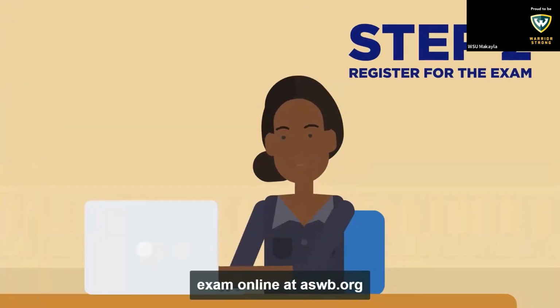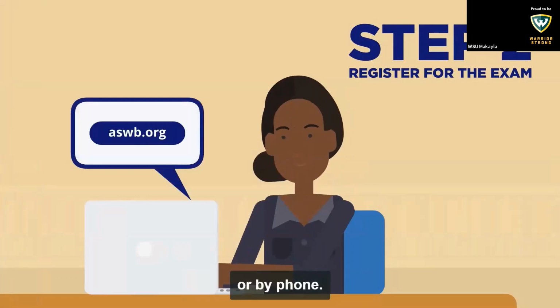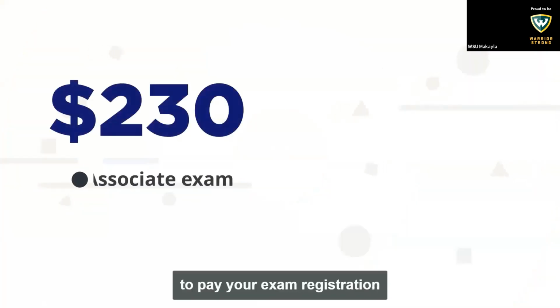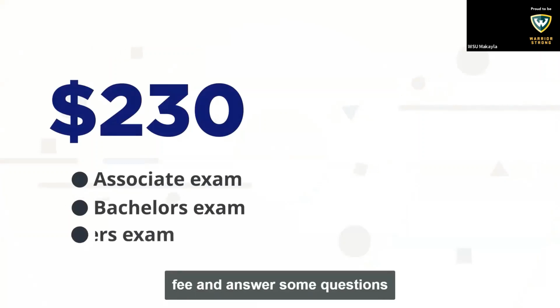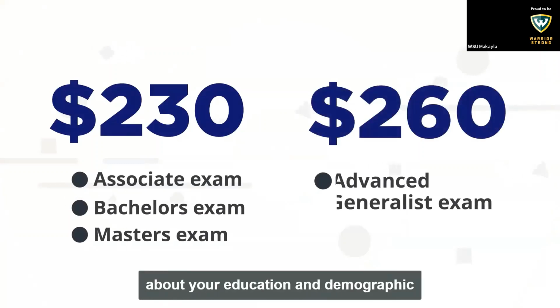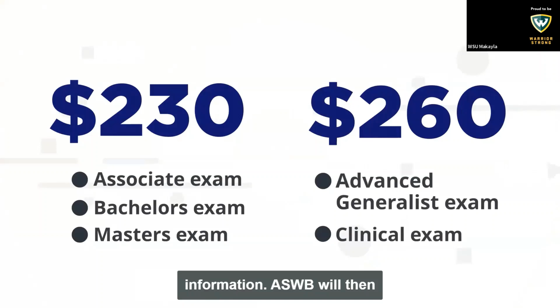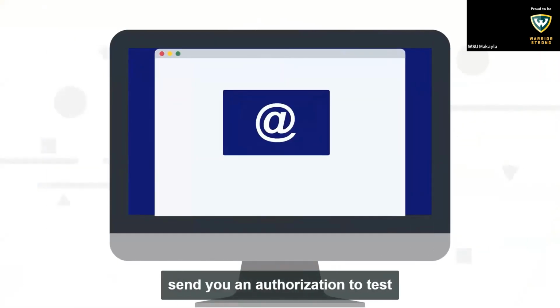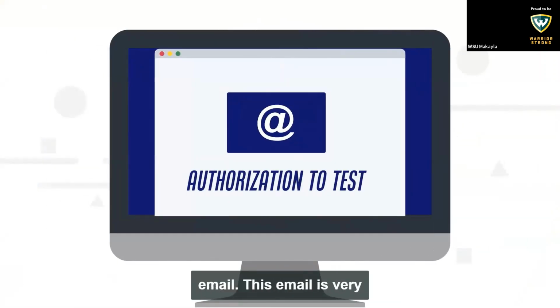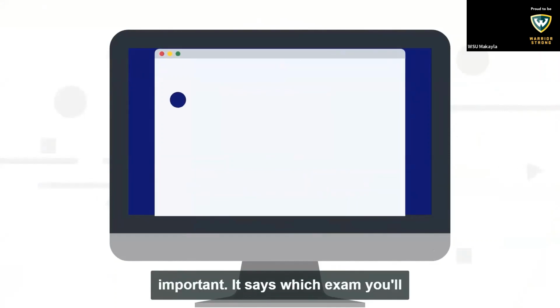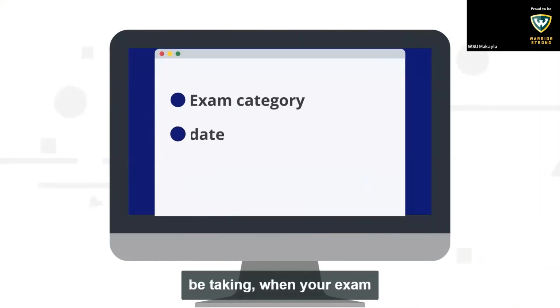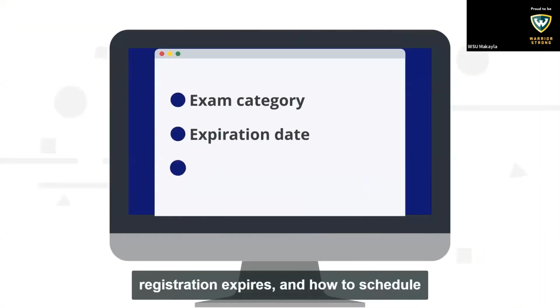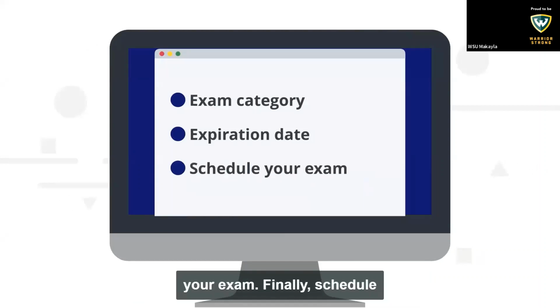Next, register for the exam online at aswb.org or by phone. When you register, you'll need to pay your exam registration fee and answer some questions about your education and demographic information. ASWB will then send you an authorization to test email. This email is very important. It says which exam you'll be taking, when your exam registration expires, and how to schedule your exam.